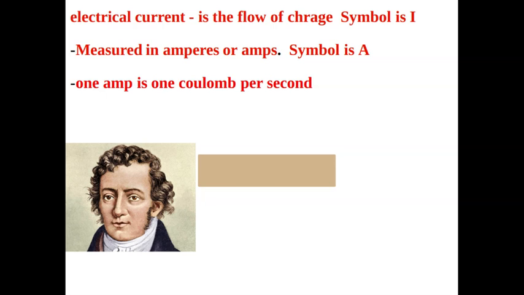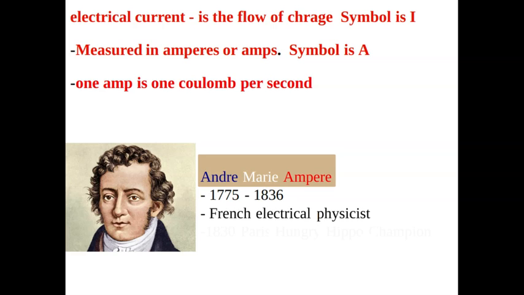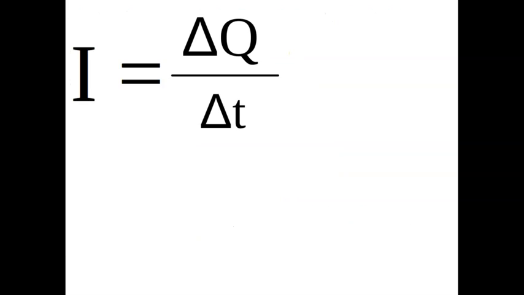The word ampere comes from this gentleman right here, André Marie Ampere, who lived from 1775 to 1836. He was a French electrical physicist and also the 1830 Paris-Hungary Hippo champion.